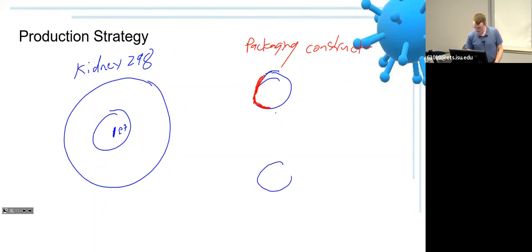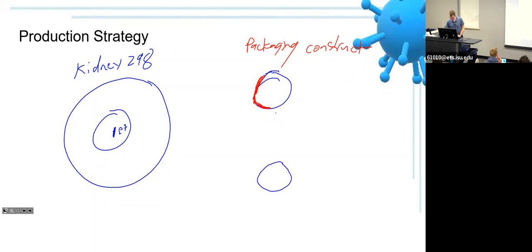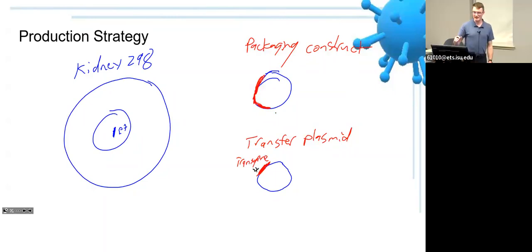And then you need a second plasmid, and this is the really important one. This one's the transfer plasmid. This is the one that's got the transgene on it right here. The transgene is just whatever gene you're trying to deliver. So this is where your little psi packaging signal will be.